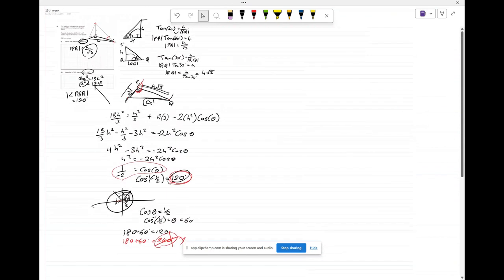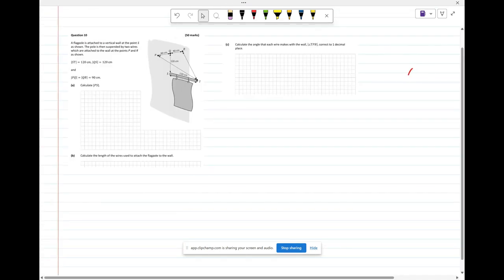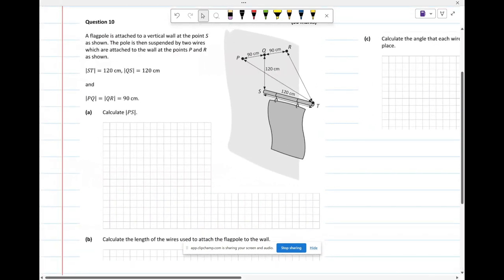So moving on to the final question. So final question says, a flagpole is attached to a vertical wall at point S.